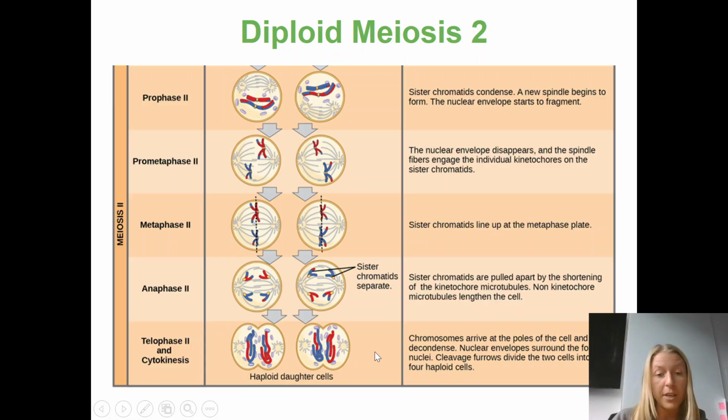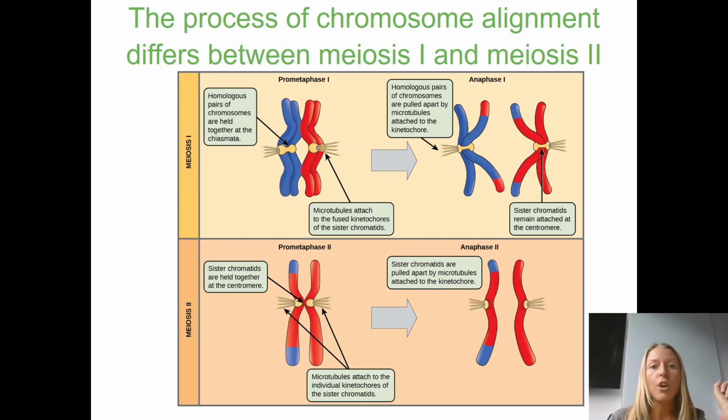It's almost identical to mitosis, because this is where we're actually splitting those sister chromatids apart into individual chromatids. In the process of chromosome alignment, meiosis 1 and meiosis 2 differ. In prometaphase 1 and anaphase 1, we are pulling apart pairs of homologous chromosomes, whereas in prometaphase 2 and anaphase 2, we're pulling apart sister chromatids.